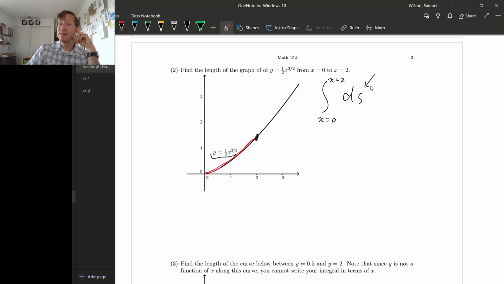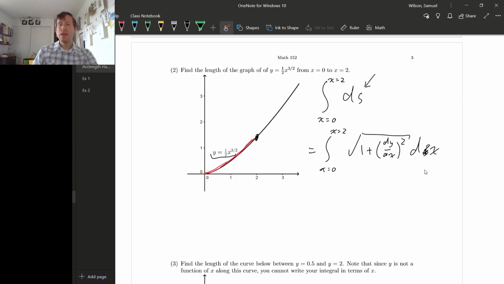Also, we need to write ds in terms of dx, if we're going to use x for our independent variable. Fortunately, we did that in earlier parts. So this ds in terms of dx is the square root of 1 plus dy dx squared, all times dx. Okay, and now this is something we can actually hope to evaluate.